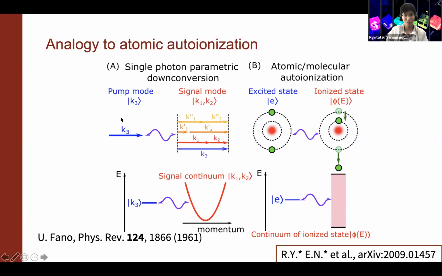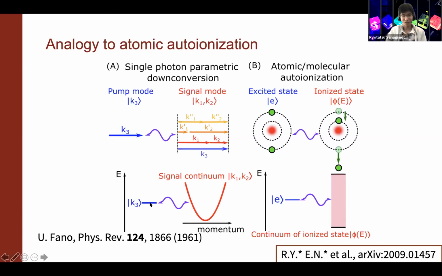But as you can see, K3 has only one degree of freedom, it's just K3, but K1 and K2 can partition this entire K3 into whatever combinations of K1 and K2, right? So it has another degree of freedom that is continuous in the signal mode. And because of the dispersion, they all have different energies. So as a result, we have this discrete pump mode coupled to a continuum of signal modes that is forming a quadratic form.